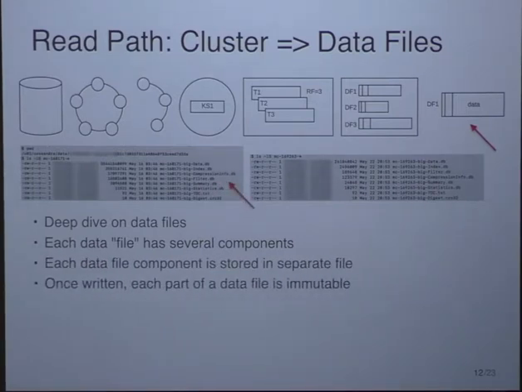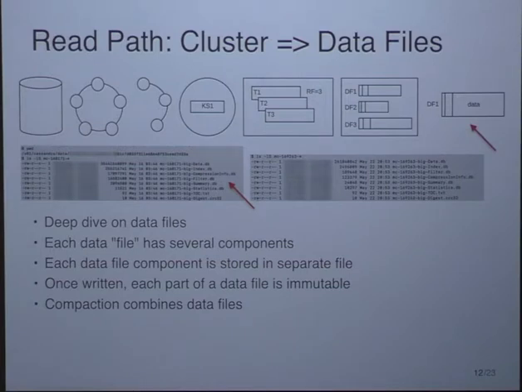Once written, each part of those data files is immutable. The key index is immutable, the Bloom filter is immutable, and the data portion is immutable. Compaction can take two different data files and combine them. It's like a merge sort. Each one of those data files is in sorted order, and it just walks them in order, writing the results to a new data file.